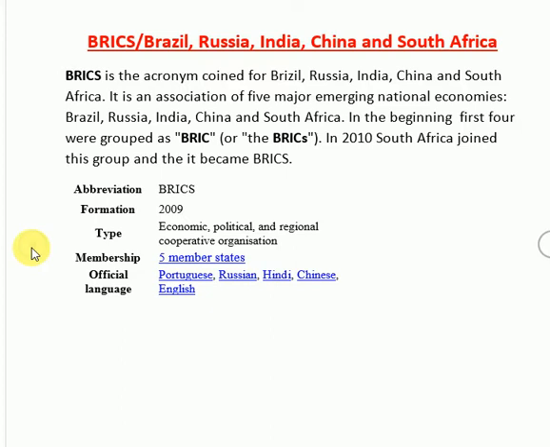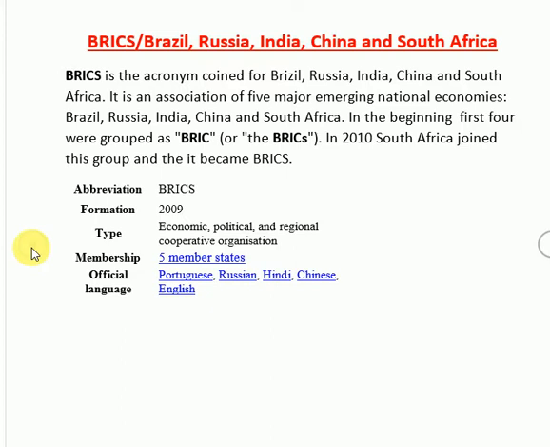If you want to know the abbreviation, you can simply see on the screen, it is BRICS, B-R-I-C-S, and it was formed in 2009. And if I talk about the type of this organization, you can see here, it is an economic, political and regional cooperation organization. In a simple brief summary, the function of this forum is to develop economic and political conditions and regional cooperation among the member countries.